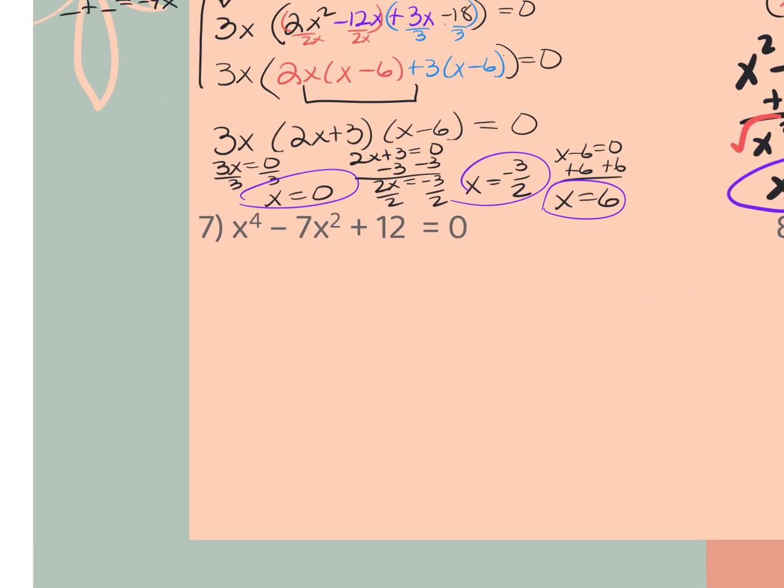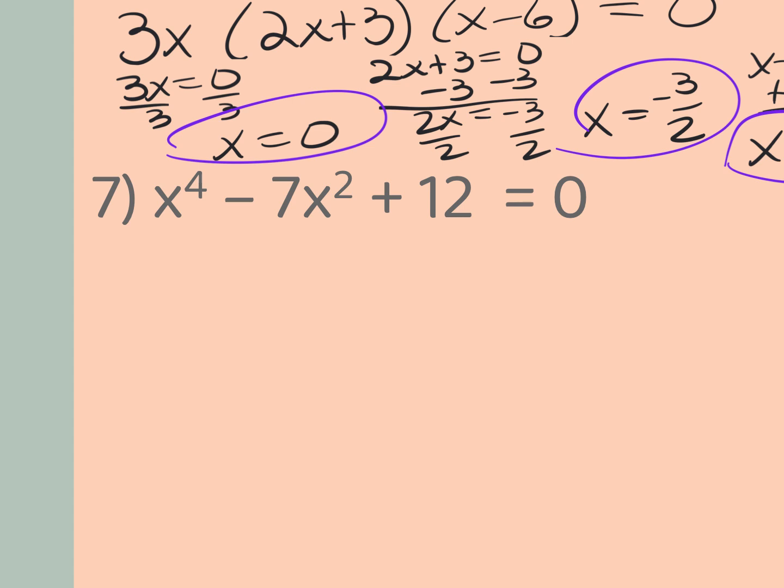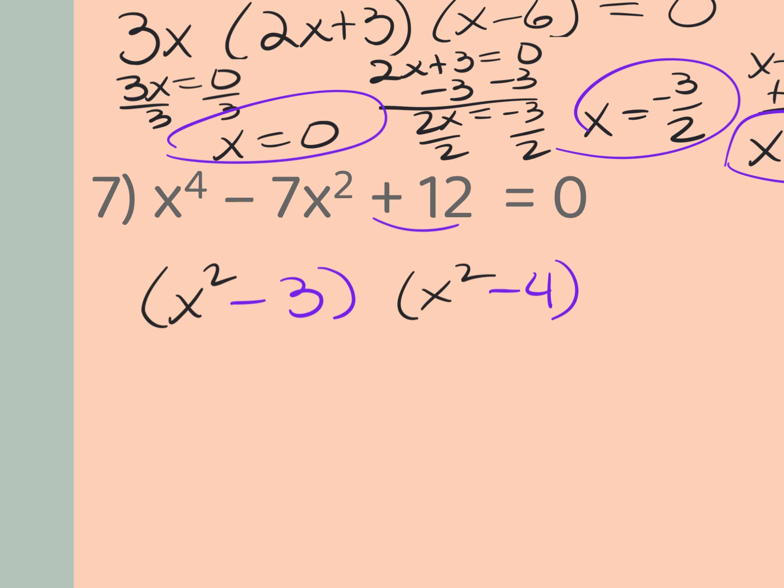All right, number 7, same thing. So you can either choose to factor by grouping, or if you recognize that really all we need to do is look at the factors of 12 that will give me -7. And those factors are going to be, for the x to the 4th, x squared times x squared. And then for the factors of +12 that give me -7, that's going to be -3 and -4. Set each one equal to 0. You can do it by grouping as well. You're going to get the same two factors.